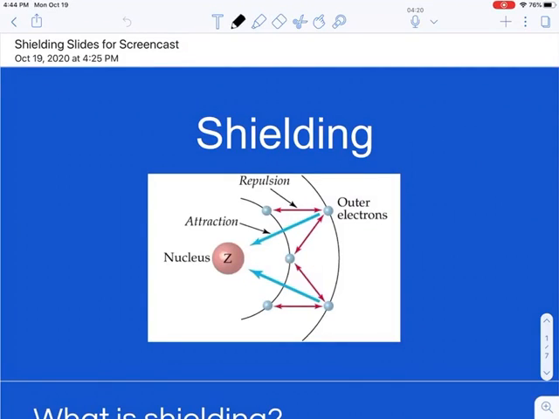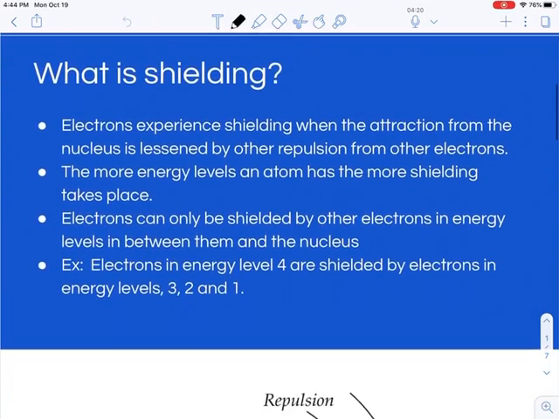Hi everyone, in this screencast, I'm going to be talking about shielding. So first things first, what is shielding?